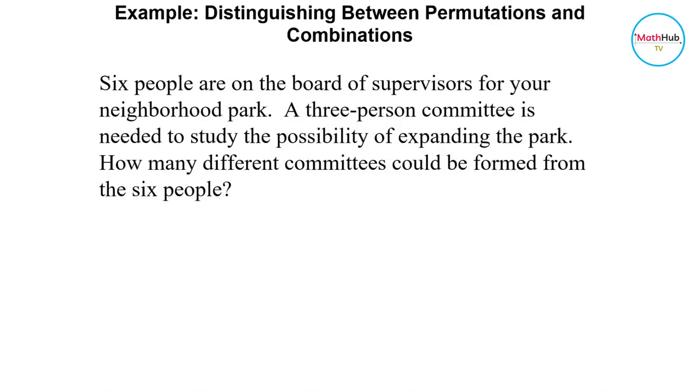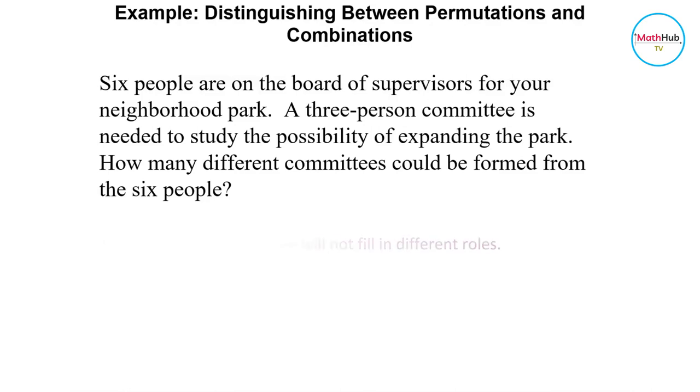Now let's consider another example. 6 people are on the board of supervisors for your neighborhood park. A 3-person committee is needed to study the possibility of expanding the park. How many different committees can be formed from the 6 people? Now let us identify if this particular problem is a permutation or a combination problem.